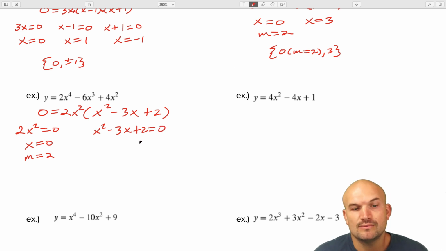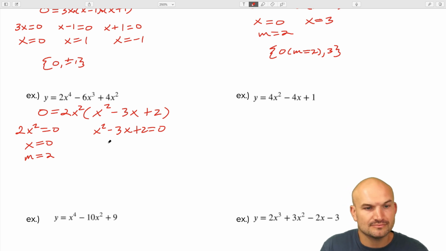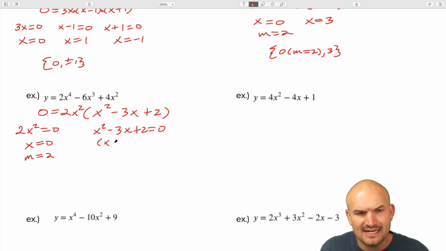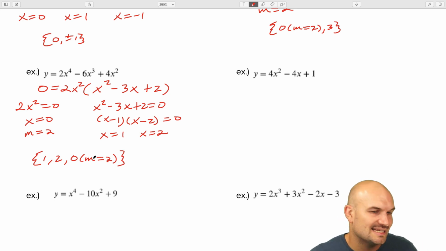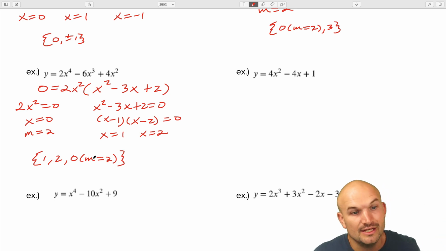So again, what do we do to solve for this? We factor it, right? This is not a linear factor. To write the linear factorization, we need it to be a product of all linear factors. So to further factor this down, I get x minus 1 and x minus 2 equals 0. So therefore, x equals 1 and x equals 2. So when I'm writing my solution here, I could write 1, 2, and 0 with a multiplicity of 2. And again, sometimes you could write them in ascending or descending order. It just depends on the question.